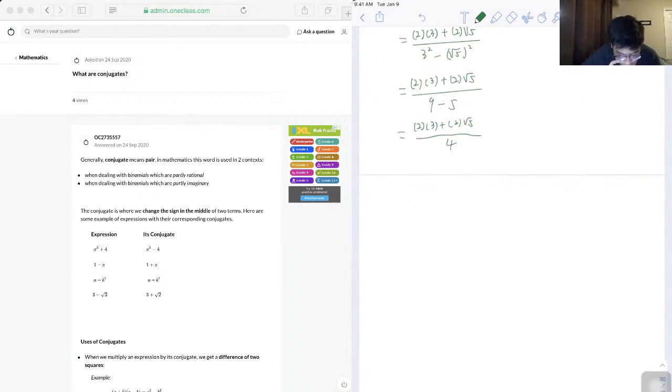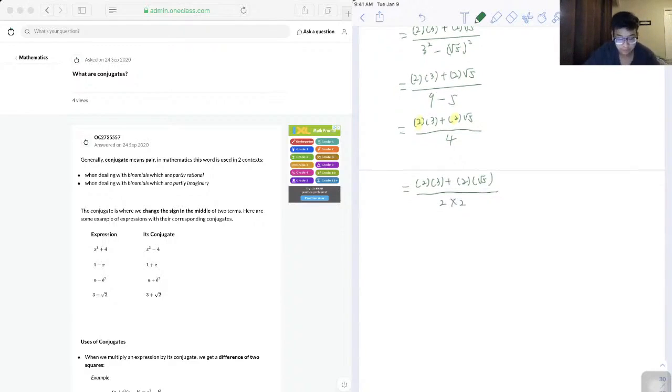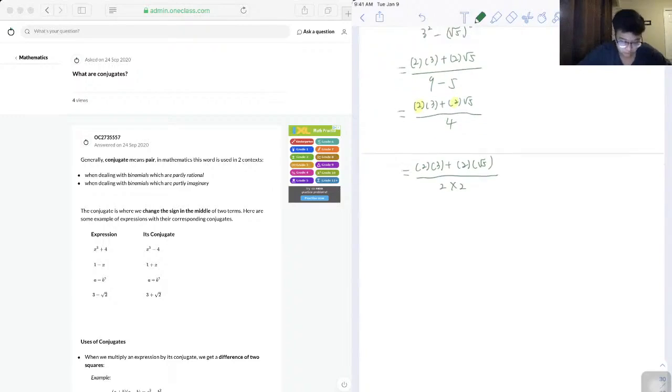And as you can see, we got a 2 in the numerator, which means we can somehow get rid of 2. So in order to do this, we will write 4 as 2 times 2, since 2 can factor the numerator and denominator.